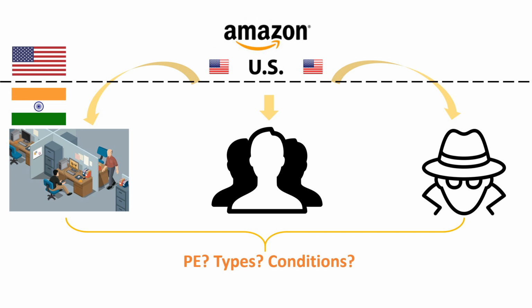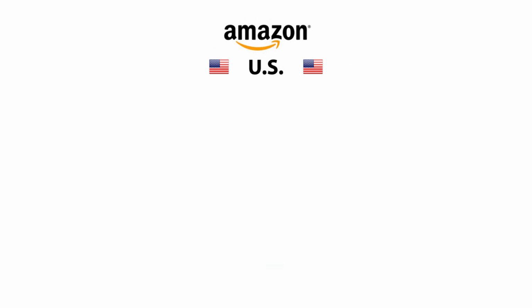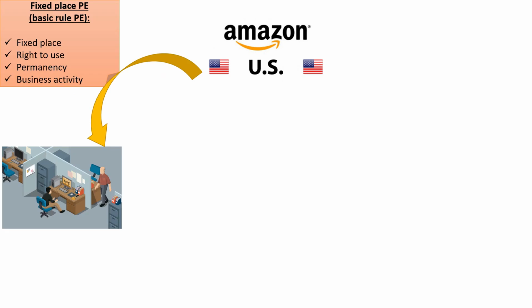Undertaking PE evaluation involves a detailed factual inquiry and sometimes could be a subjective exercise. Types of PE can broadly be classified into a fixed place PE, service PE and a dependent agent PE. We will go through each of these and understand the concept in the coming slides. Let us start with the fixed place PE, and for this I request Sumana to take us through the relevant provisions.